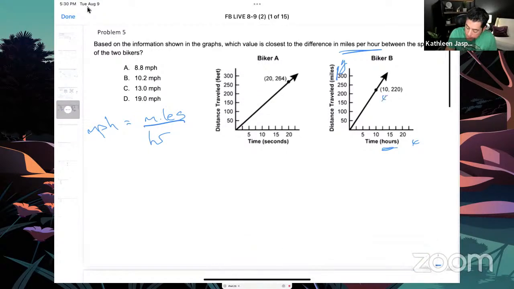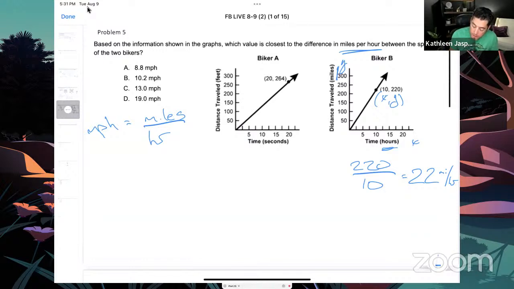This is X and this is Y. Coordinates are always done X comma Y. I've got to do miles first, which is my Y coordinate. So I do 220 divided by my X coordinate, which is 10. And that gives me 22 miles per hour. Make sense? Easy, done. Okay. I need to figure out what the difference is between B and A.